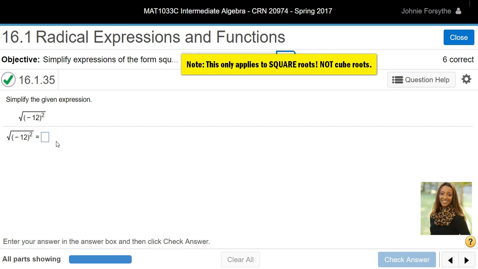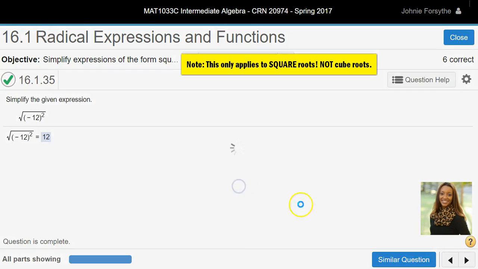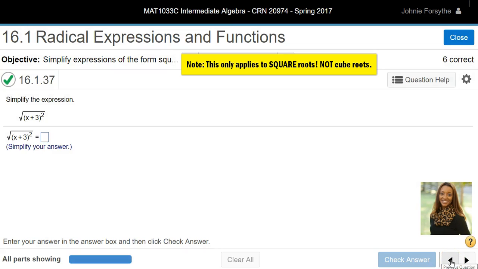Now, another example here. So the square root of parentheses negative 12 squared. So the negative 12 squared is 144. And the square root of 144 is 12. You can check your answer and you're good to go. Notice that we're not dealing with variables yet.